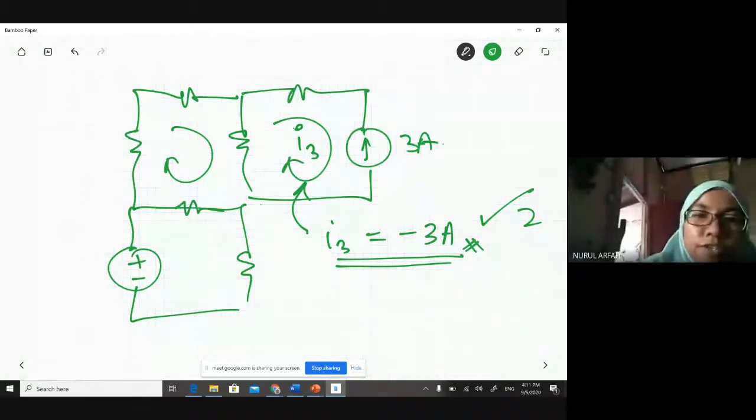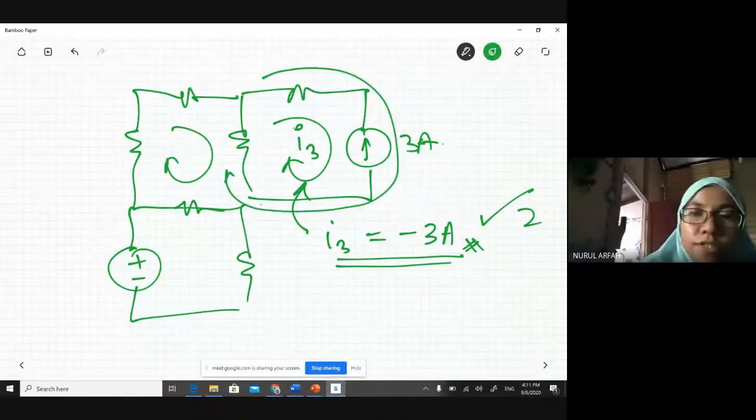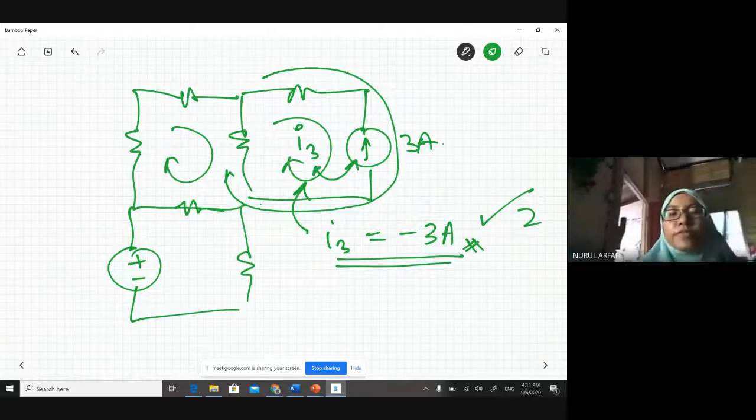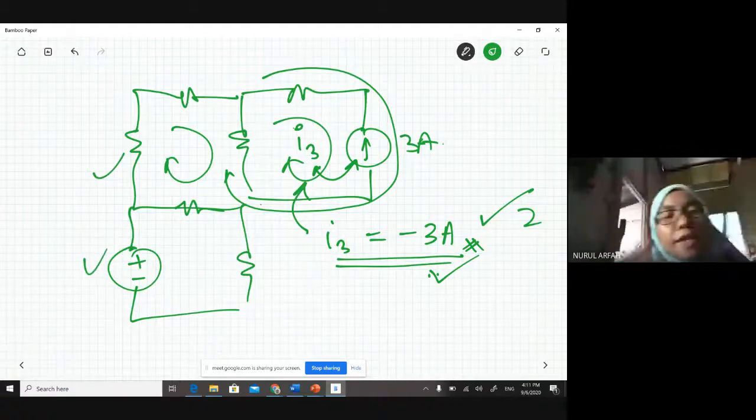Don't build any equation around the loops, because you will get it wrong. You just give this value. This is the most crucial part, I think. The rest, this and this, you apply the normal concept.